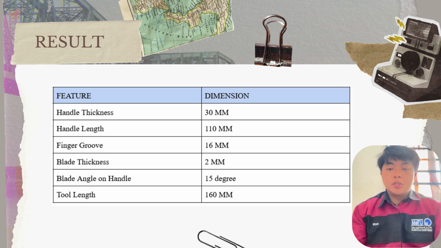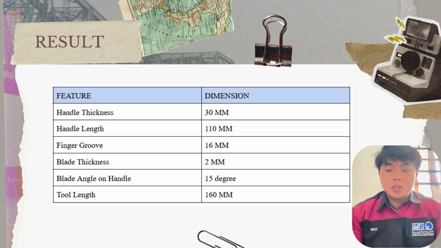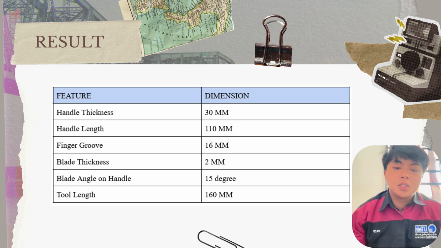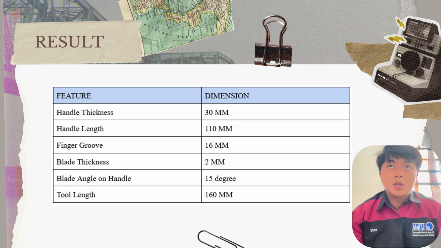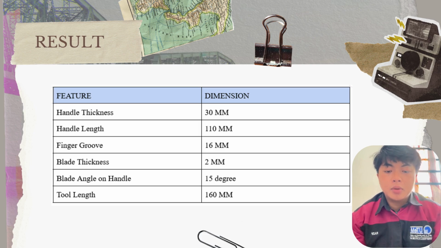Okay, so next is for result, what we get for the features for this redesigned scraper. So first one is handle thickness. The dimension is 30 mm. The handle length is 110 mm, and then the finger groove on the handle 16 mm for the average, that have 4. Blade thickness 2 mm, blade angle on the handle 50 degree, and tool length overall is 160 mm.